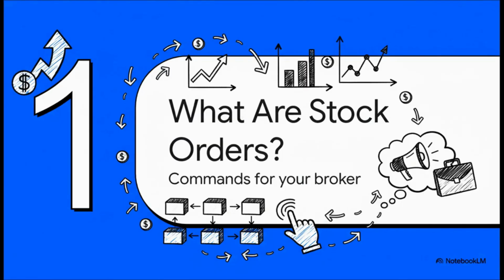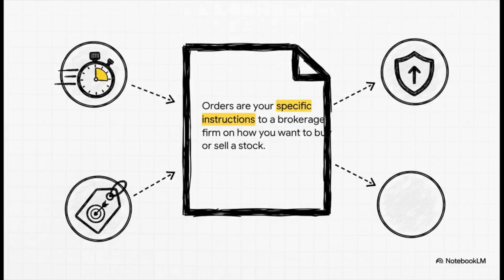So, first things first, what exactly is a stock order? Well, the simplest way to think about it is that it's the specific command you give to your broker. And let's be really clear here. These are not suggestions. They are precise, binding instructions. Whether you want to buy this very second, or maybe you want to wait for a very specific price, or even build a safety net to protect you, the order is how you make that happen.